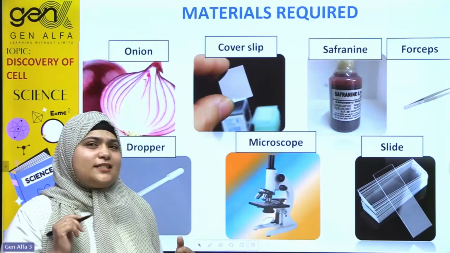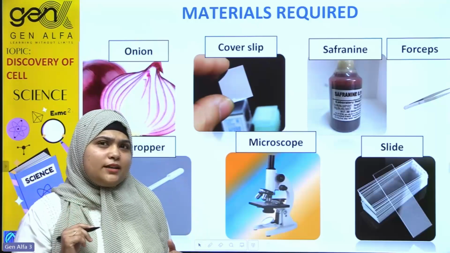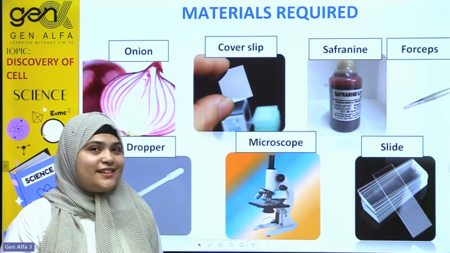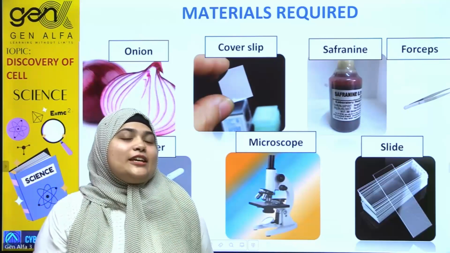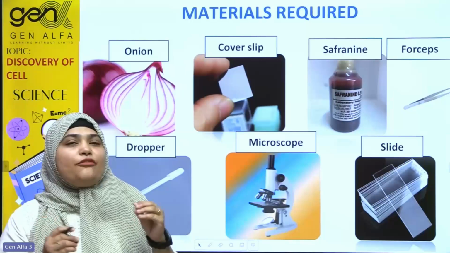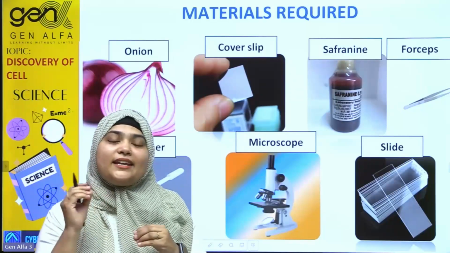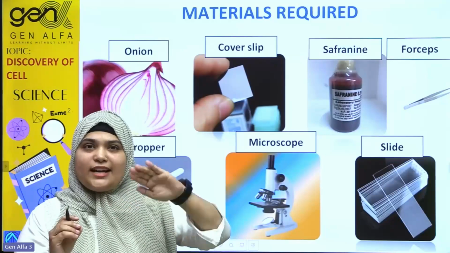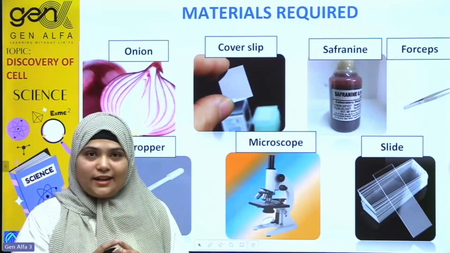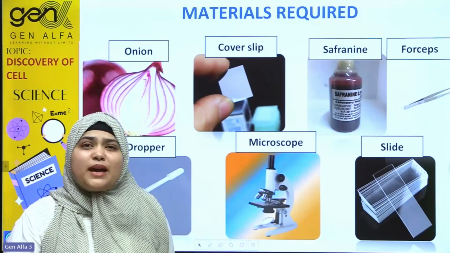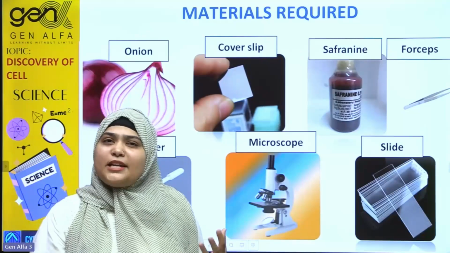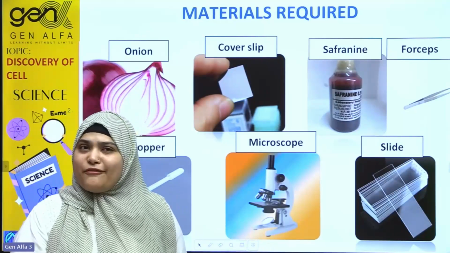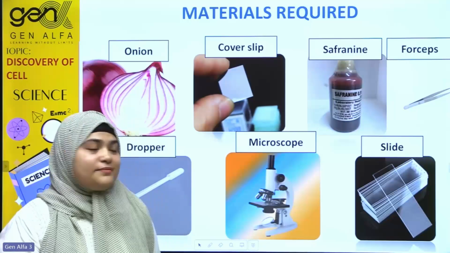Just think, have you ever chopped onion in your kitchen? Have you ever cried while cutting onions? If you cut the onions, you will find there is a thin layer inside the onion. The inner side of the onion contains a very thin transparent, colorless layer, and this is suitable for microscopic slides. So this is the reason why we have taken onion.